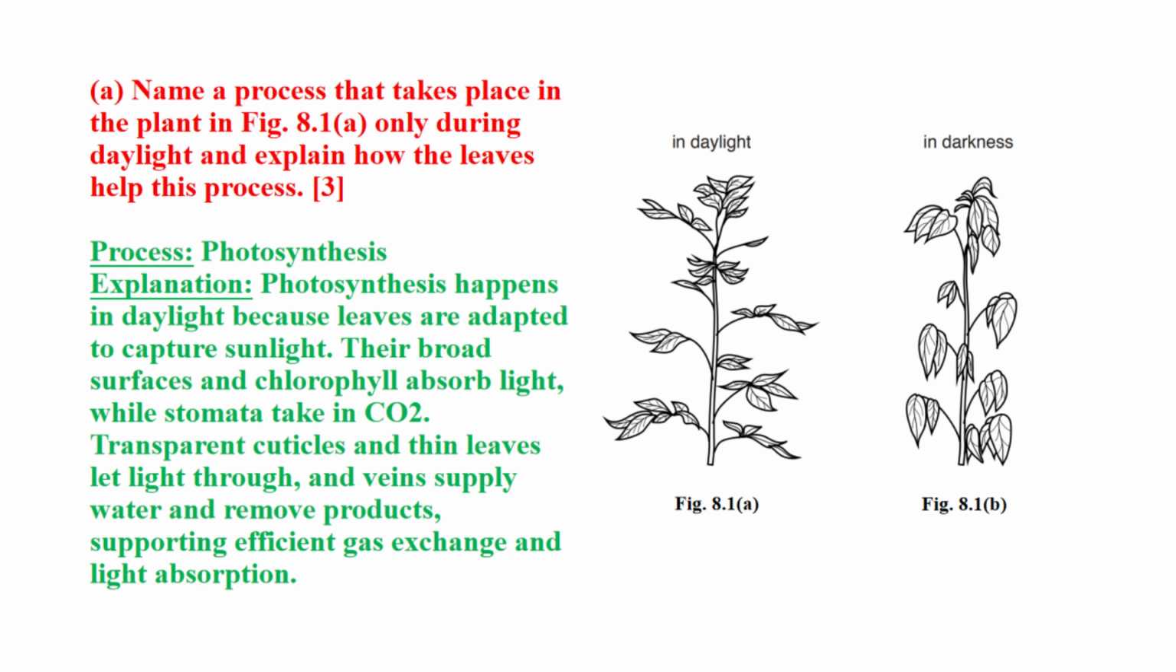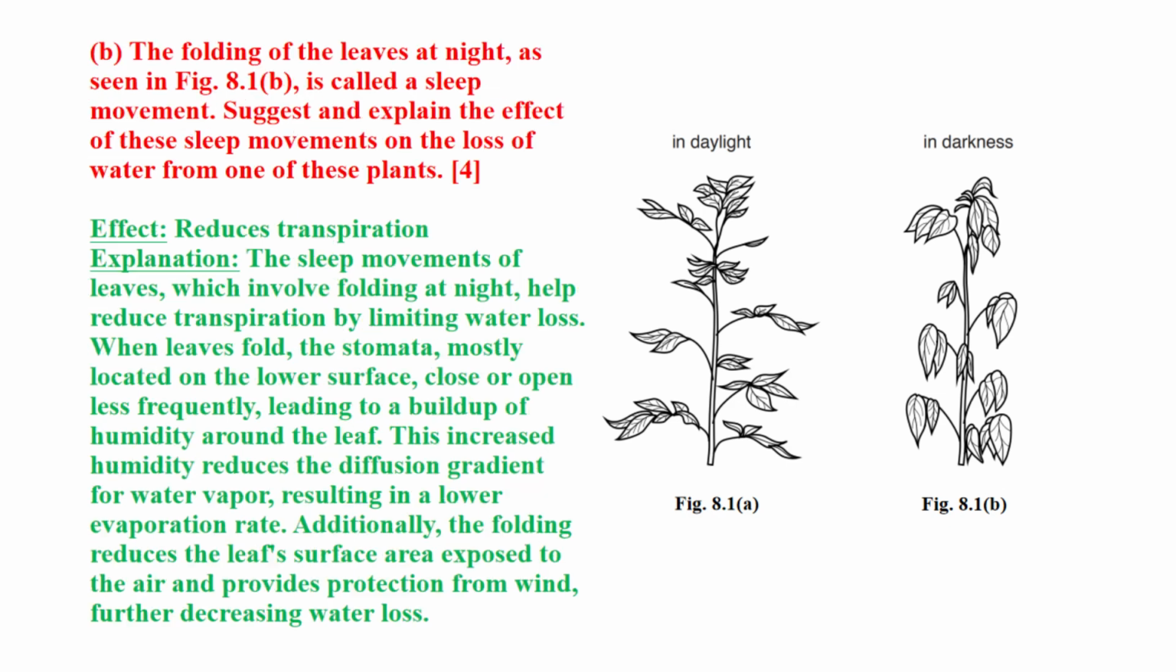Transparent cuticles and thin leaves let light through, and veins supply water and remove products, supporting efficient gas exchange and light absorption. In Part B, the folding of the leaves at night, as seen in figure 8.1, B, is called a sleep movement. Suggest and explain the effect of these sleep movements on the loss of water from one of these plants. The effect is that it reduces transpiration. The sleep movements of leaves, which involve folding at night, help reduce transpiration by limiting water loss.